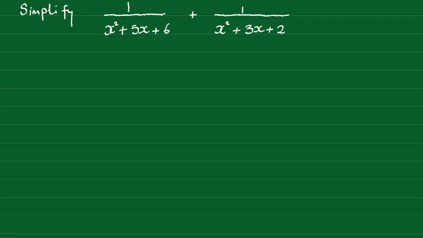So this question is from JAM 1988, question 23, where we've been asked to simplify 1 divided by x squared plus 5x plus 6, plus 1 divided by x squared plus 3x plus 2. So quickly we'll dive into this by writing the solution.